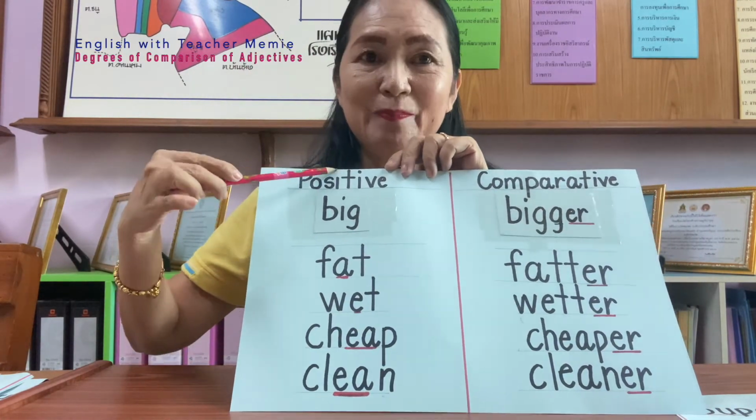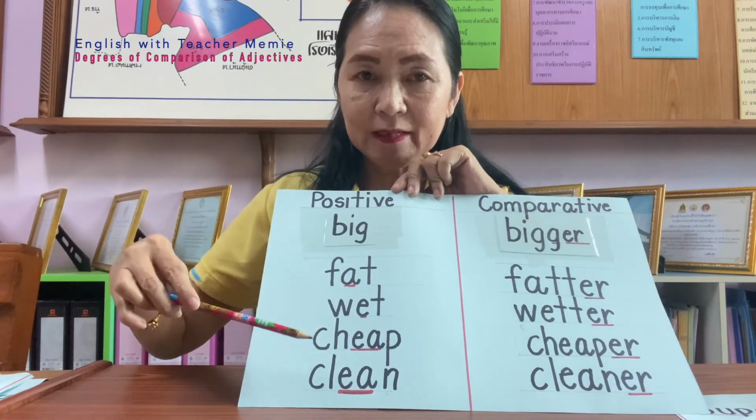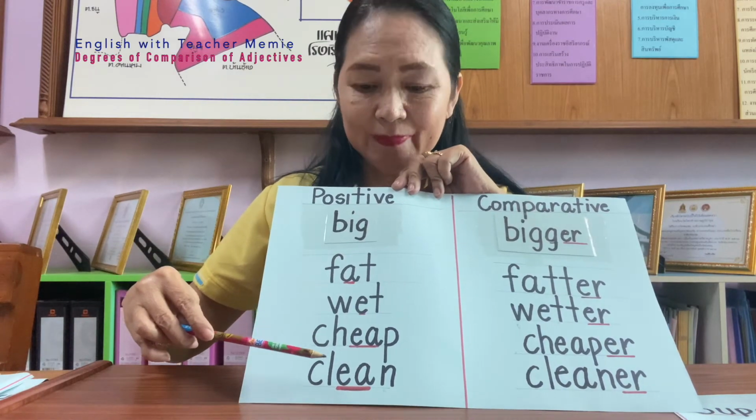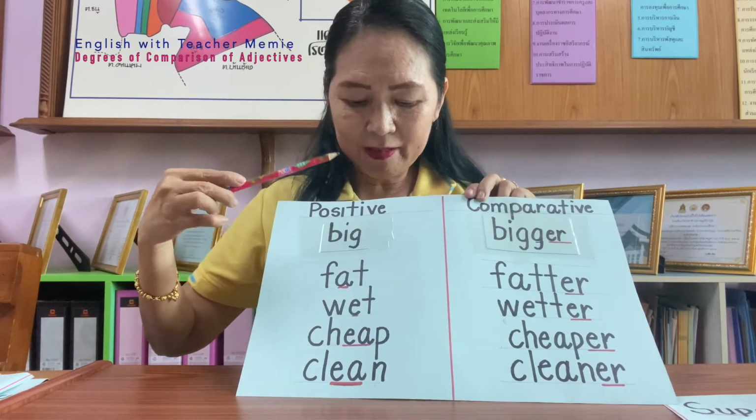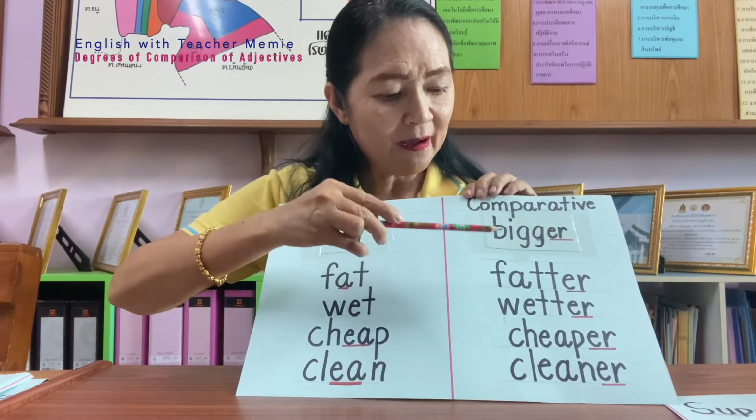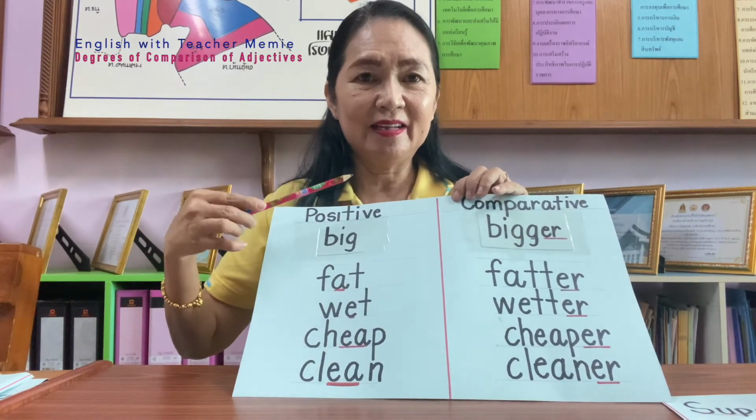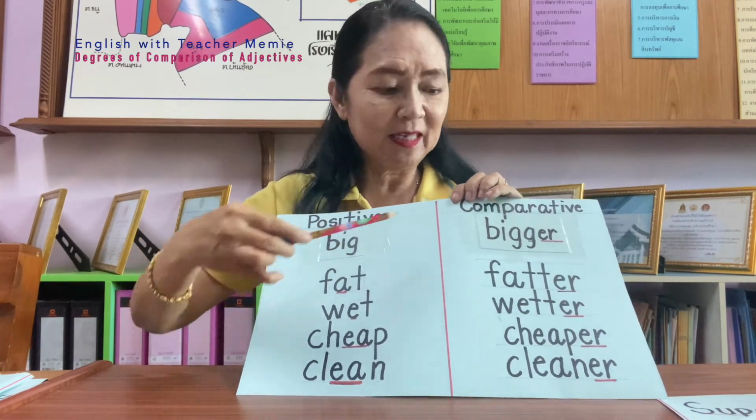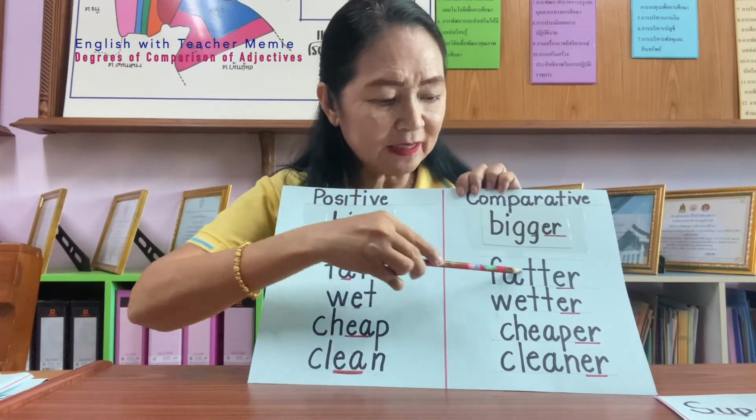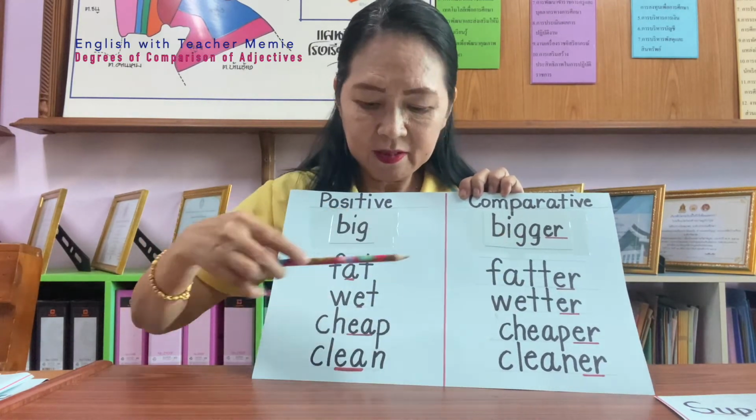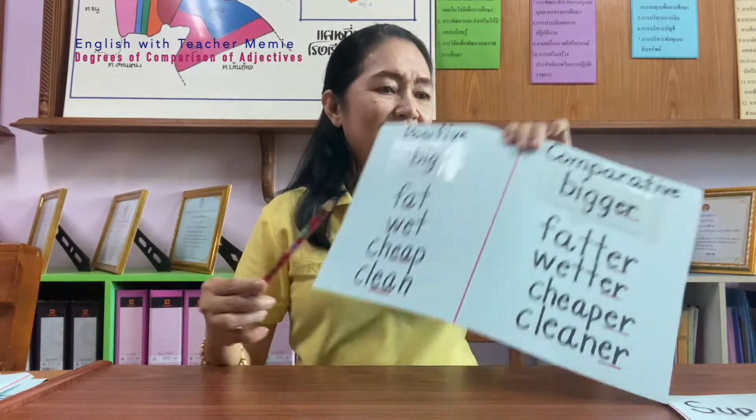Let us read the positive: big, fat, wet, cheap, clean. And comparative: bigger, fatter, wetter, cheaper, cleaner. Let us read all, from positive to comparative. Big, bigger. Fat, fatter. Wet, wetter. Cheap, cheaper. Clean, cleaner.